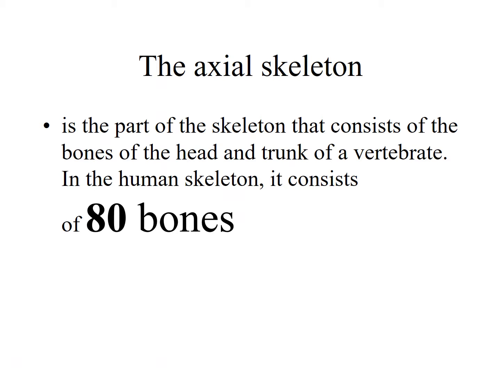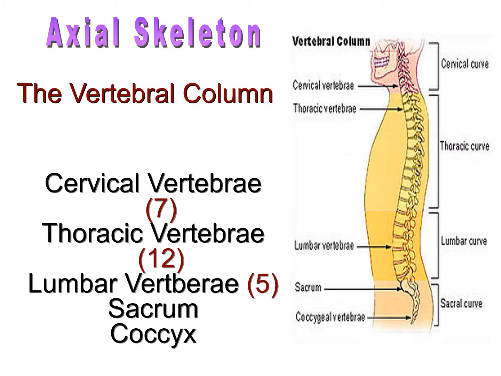The axial actually consists of 80 bones. We talked about the general areas again, vertebrae and the head. So the axial skeleton.